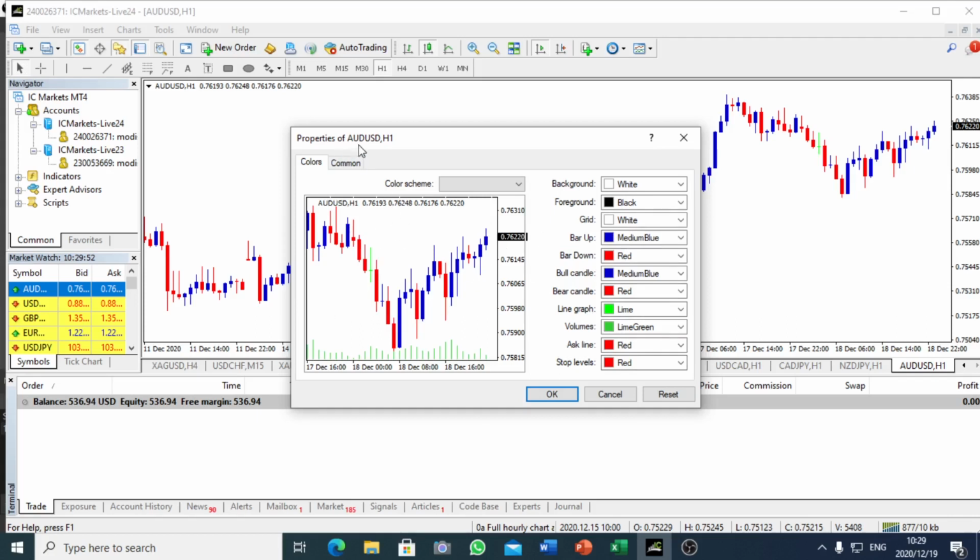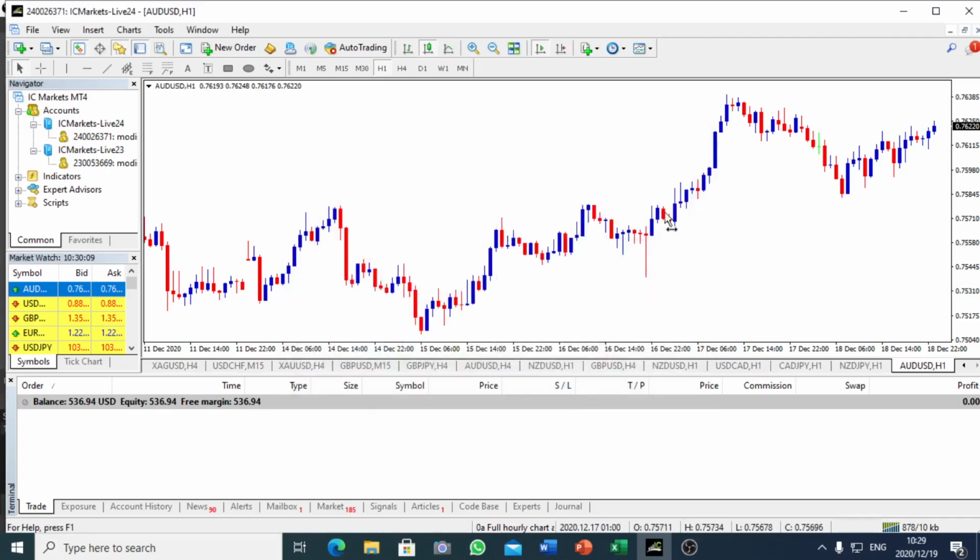This area is the properties on how you want your chart, the properties of AUD/USD, how you want it to appear in your eyes. You can change that according to your preference. Okay, now that we are satisfied with this, we can click OK.